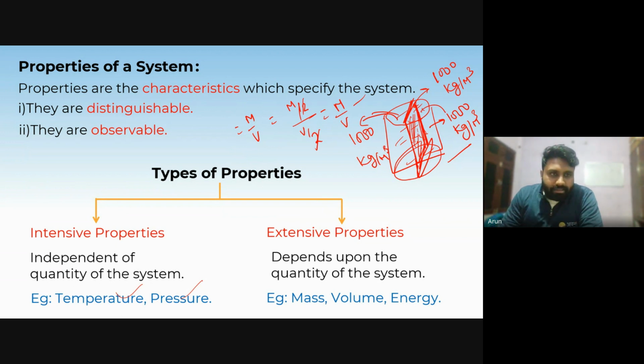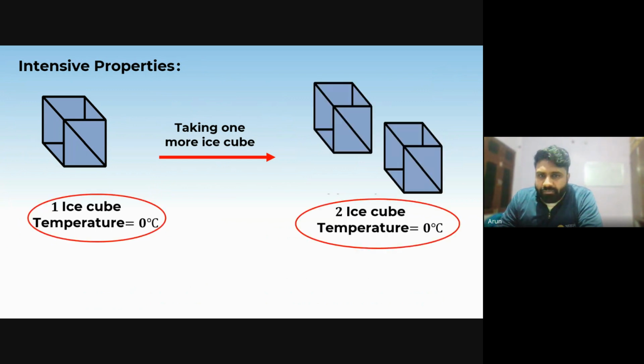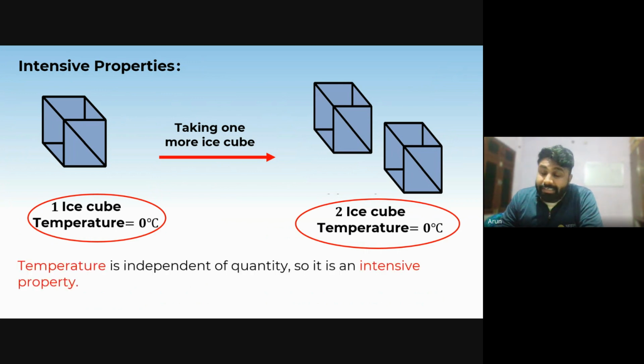Intensive, remember the 'in' in intensive, is independent of mass. Extensive, the opposite of that, is dependent on mass or the quantity of the system. You can understand it by the example of temperature. We have taken one ice cube, temperature 0 degree Celsius. If we take two ice cubes, the temperature will also be 0 degree Celsius. So temperature is an intensive property.